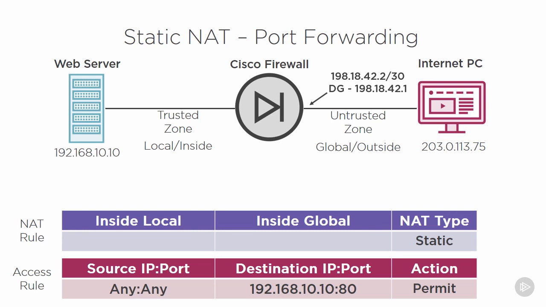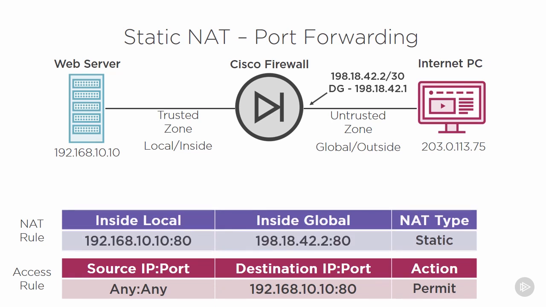What that means is I can actually reuse the IP address on my outside interface. This is something called port forwarding, but it's actually a form of static NAT. What we do here is we say if we receive a message on our outside interface that has a global address of 198.18.42.2, the same as the IP address on our untrusted interface of our firewall, but it also has a destination port of 80, when those two characteristics match, then it's forwarded on to our inside local device.